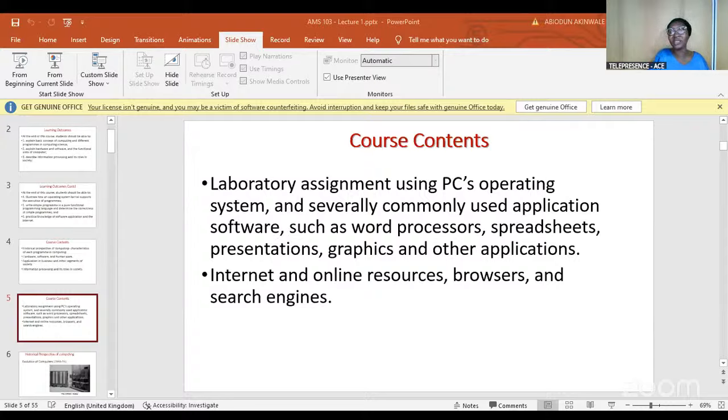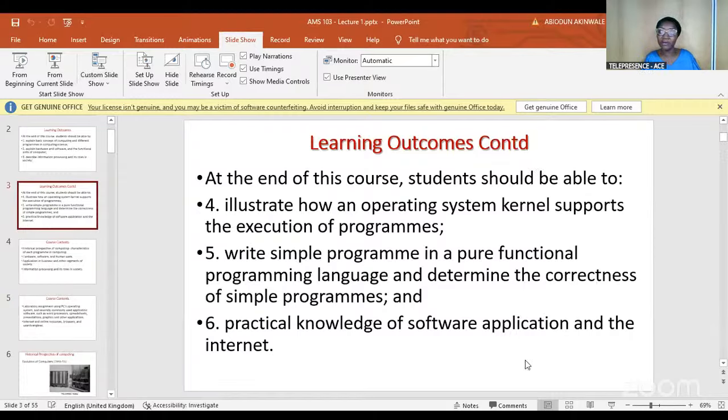Definitely, we may not necessarily, because I'm not sure we have the facilities to take care of all of you, to put you behind the computer system in the department or the office. But of course, on your own, you can make do with your own devices and learn some of these applications that are relevant to us in our field. The next slide, which is slide 4.